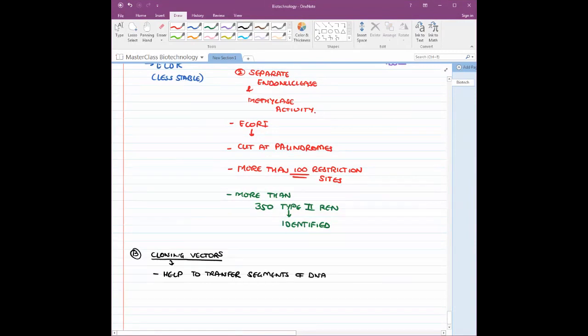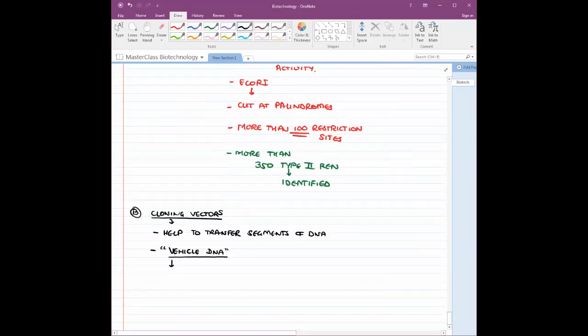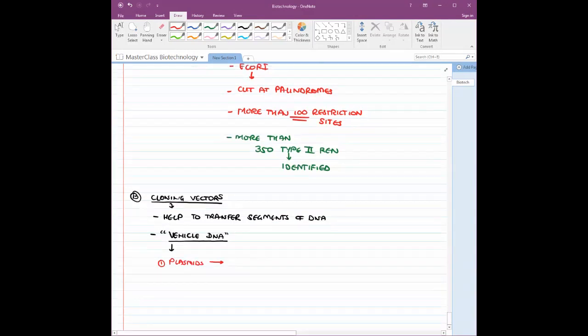Okay, and now because of this, because they are transferring, guys, we call them vehicle DNA. Very, very important thing. But what are the examples of this vehicle DNA, or your vectors? So the first thing is our plasmids. Let's see what these plasmids are. Once again, guys, the circular things that we were talking about until now, those are plasmids. Examples are like pUC19.